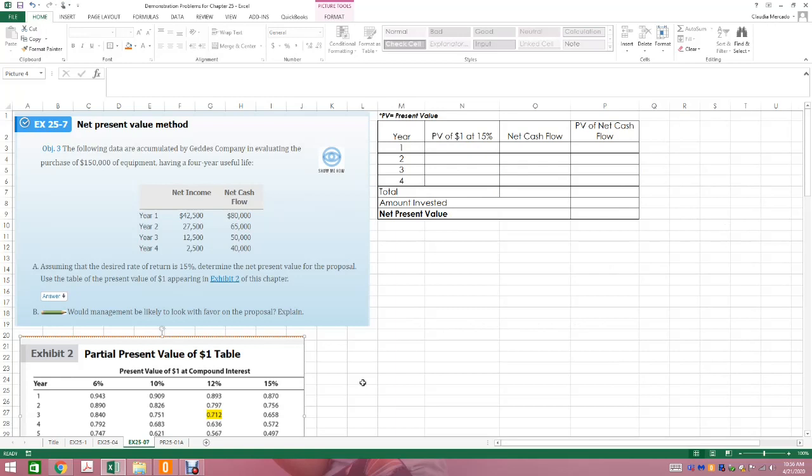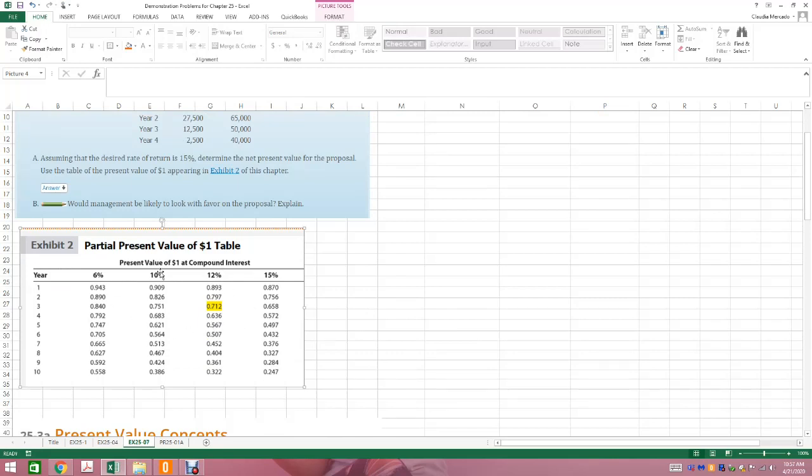It says, the following data is accumulated by Jeet's company in evaluating the purchase of a $150,000 piece of equipment having a 4-year useful life. They give you the year 1 through 4 net income and the net cash flows. Assuming that the desired rate of return is 15%, determine the net present value of the proposal. Use the table present value of a dollar appearing in exhibit 2 of this chapter. I went ahead and copied that exhibit down here so we can use it.